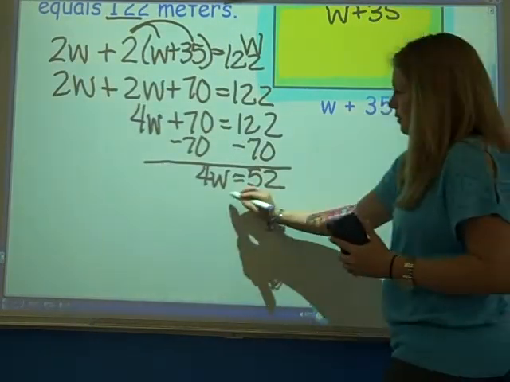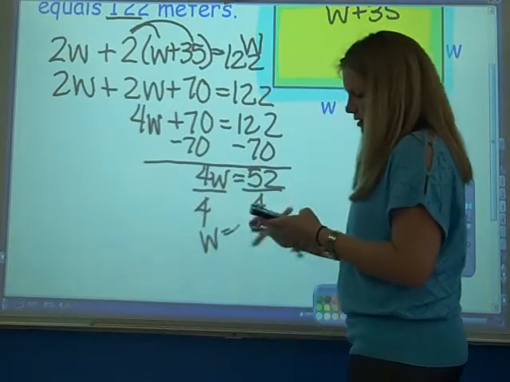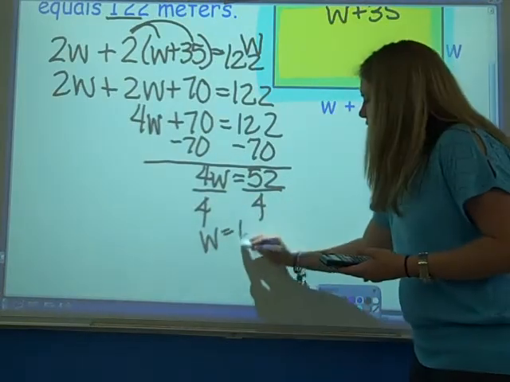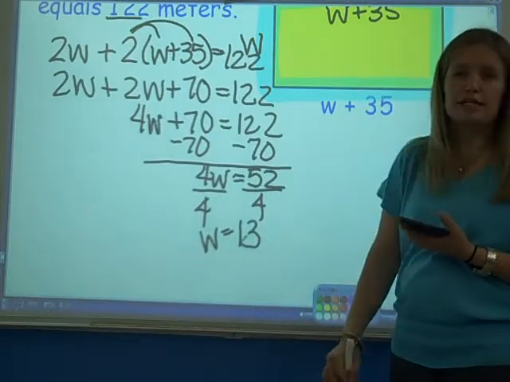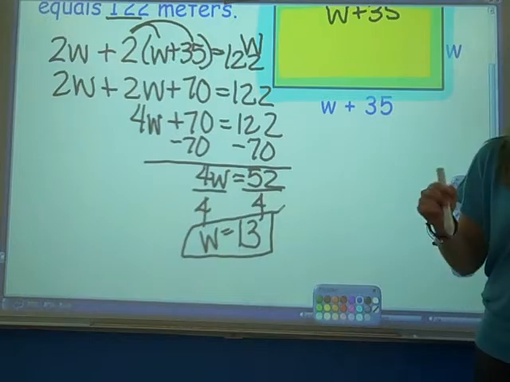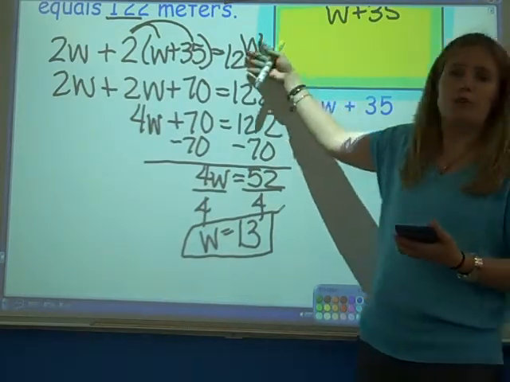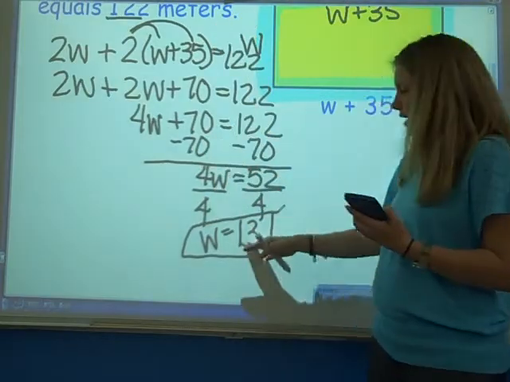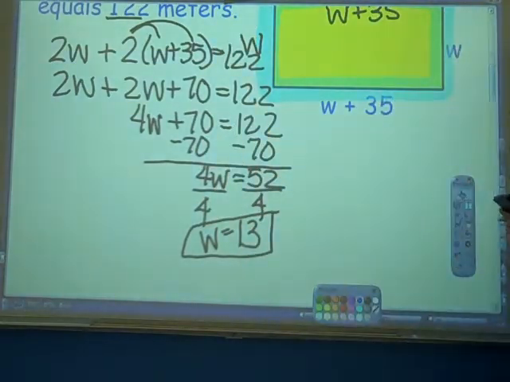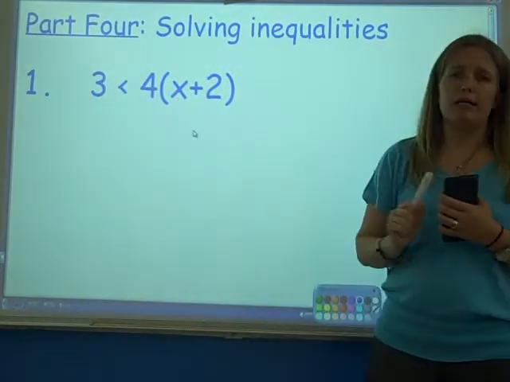Divide both sides by 4. You get 13. There you go. It just asked you to find the unknown, so we can stop there. Okay? Don't have to check it because you wrote the equation, so we don't know if our equation is completely correct. So that's our answer. All right, last step, part 4, solving inequalities.